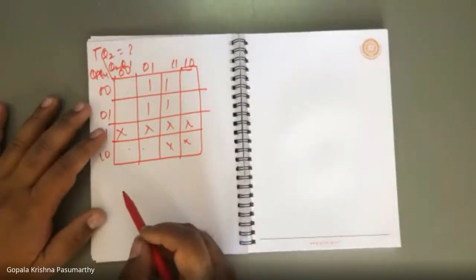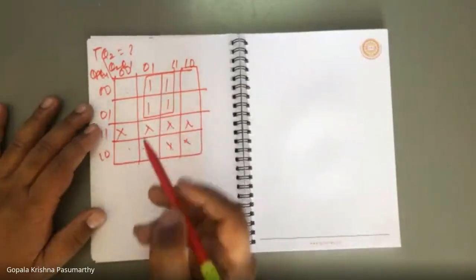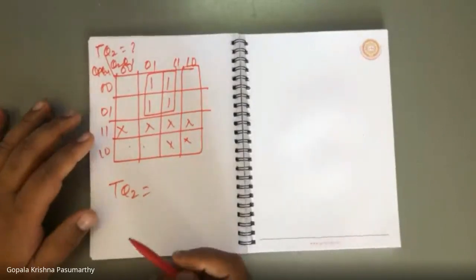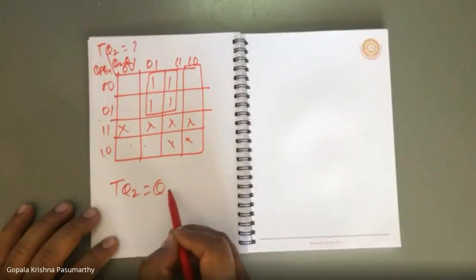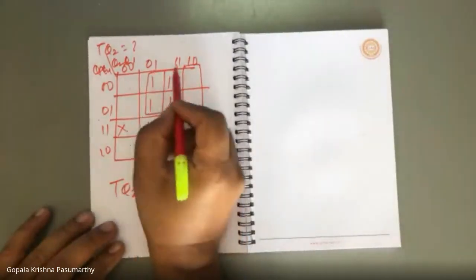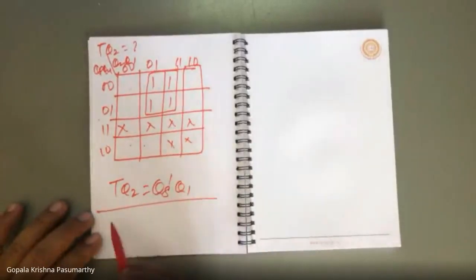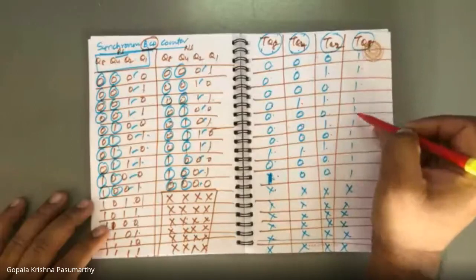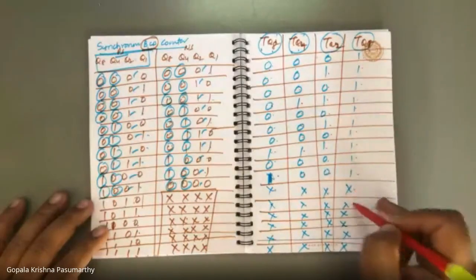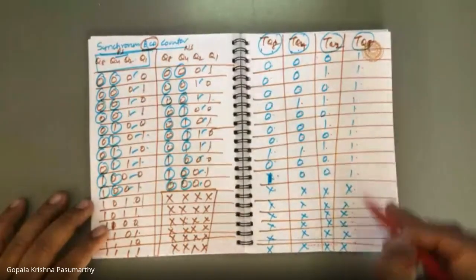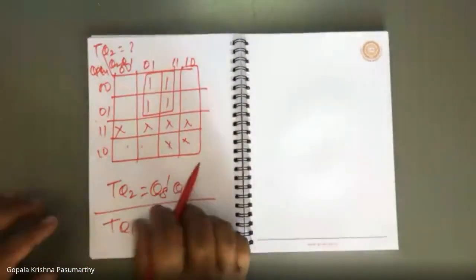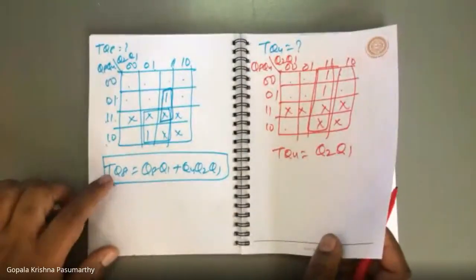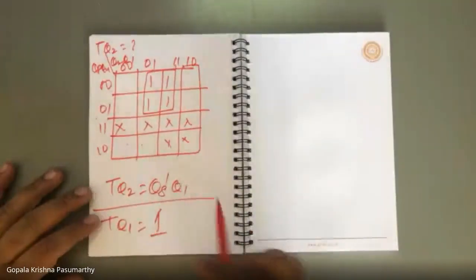What can we do with this? Nothing else. TQ2 is equal to, if this is a quad, Q8 bar Q1. What is the equation for TQ1? You see TQ1 is 1, 1, 1, 1, 1, 1, 1, 1, 1, 1, and the rest are don't cares. So if you treat all of them as 1, my TQ1 becomes 1. Now I have the equations for TQ8, TQ4, TQ2 and TQ1.